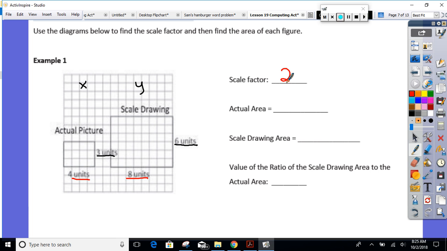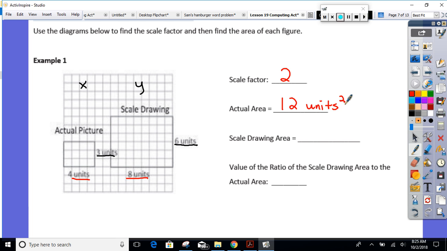Okay, now it asks for the actual area. So we're going to go to this actual picture. What is the area of this rectangle? Charlie, what's the area of that rectangle? 12. 12, and we'll say 12 units squared. If you put a little 2, that means square units, and that's what we're measuring it in. We're counting the number of squares that make up that picture.